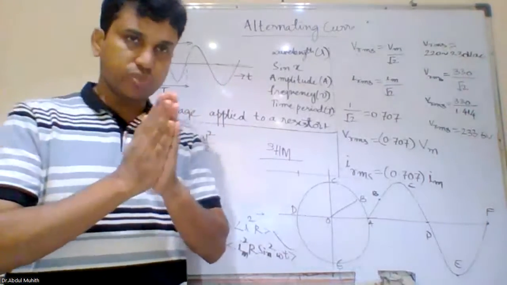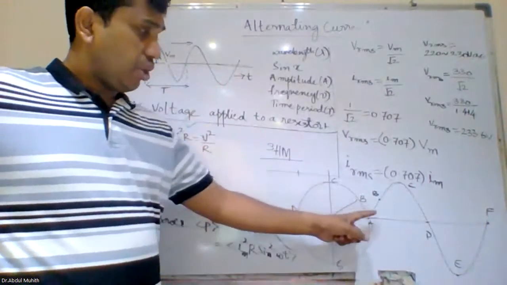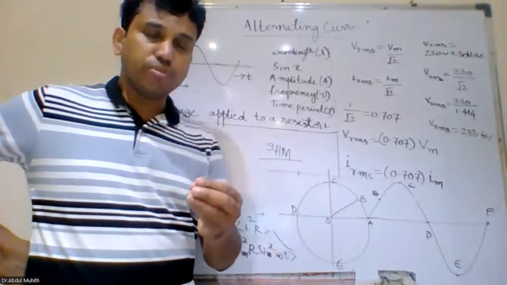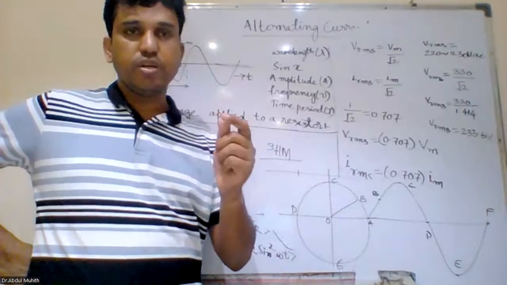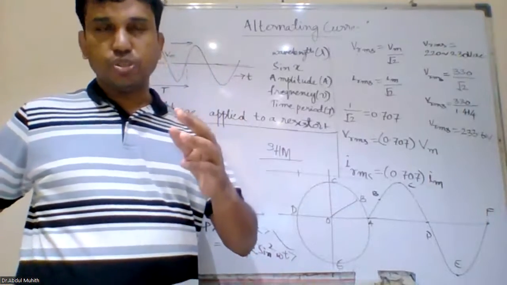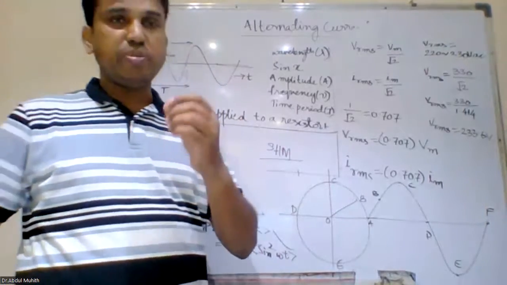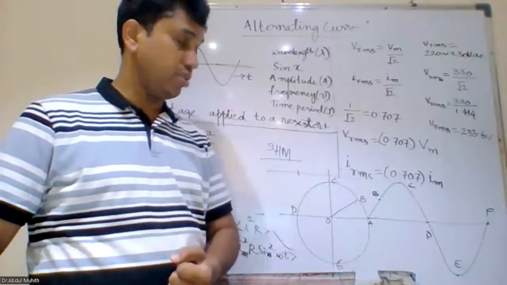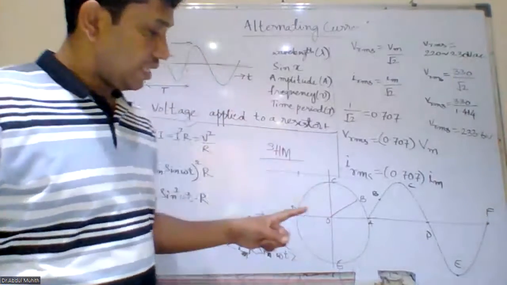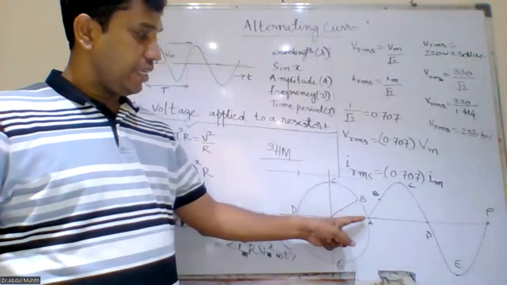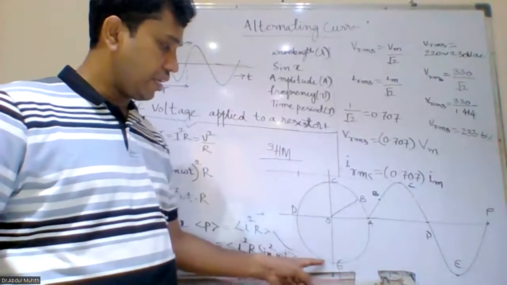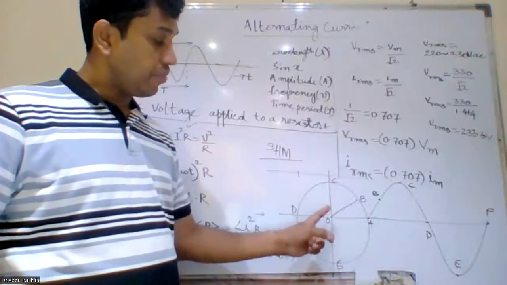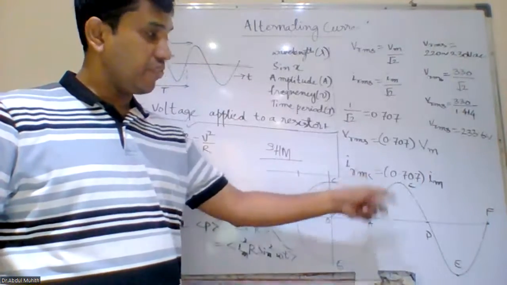Now, what is simple harmonic motion? It is a to and fro motion. First of all, oscillatory motion is to and fro motion, and simple harmonic motion is a special case of periodic motion. Suppose a particle is moving on the circumference of a circle, but we are representing this on the waveform.